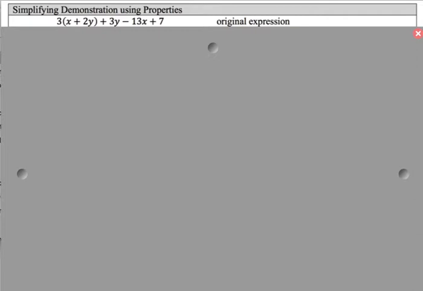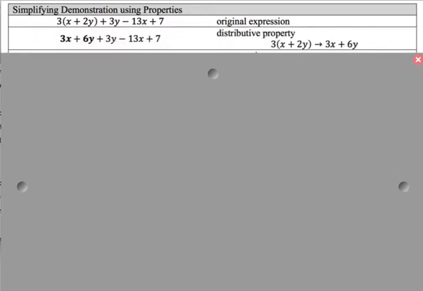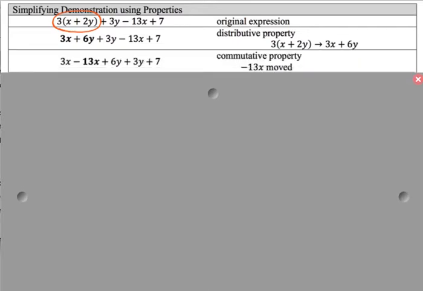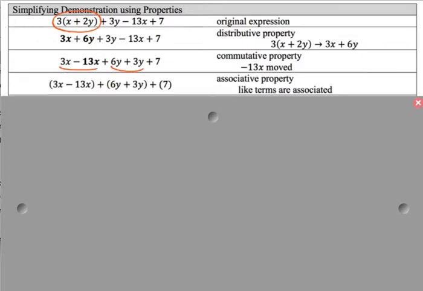Okay, here's another demonstration. This one is going to demonstrate simplifying without cutting any corners. I'm going to use the distributive property and the commutative and associative properties to demonstrate why we can add like terms. So here's my original expression. I can use the distributive property, and that replaces this with 3x plus 6. Next, I can use the commutative property to move the negative 13x. Now I've got the x's by each other and the y's by each other. I'm going to go ahead and associate those together.